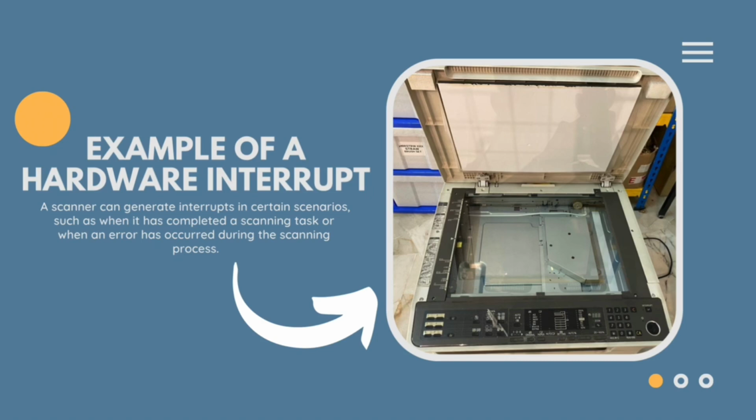The interrupt handling routine that is executed in response to the scanner interrupt can perform a variety of tasks, such as reading the scanned image data, updating the scanner status, or handling any errors that have occurred. Once the interrupt is handled, the CPU resumes its previous tasks and the scanner can continue with its next task.